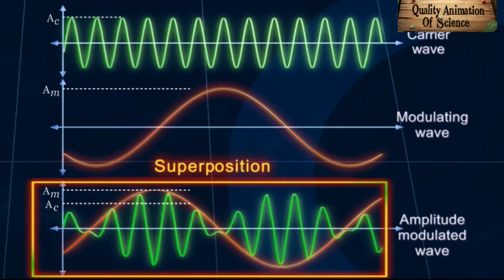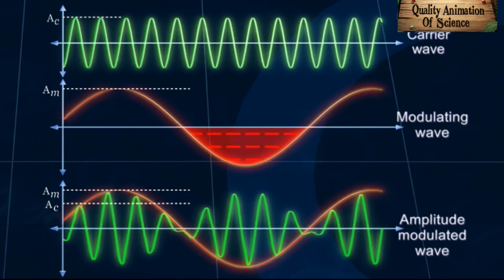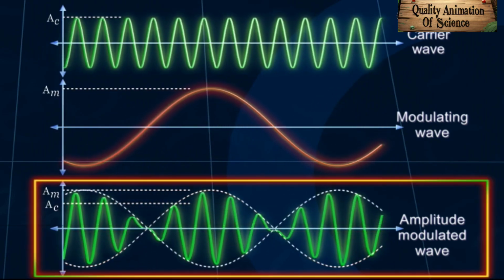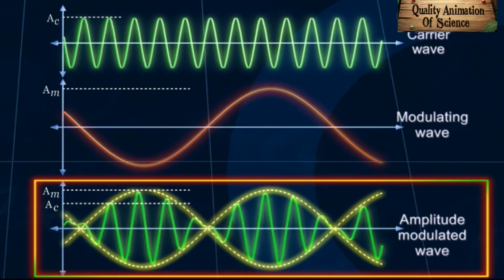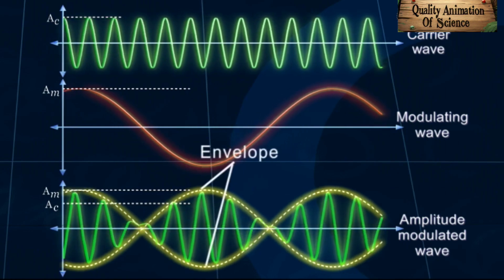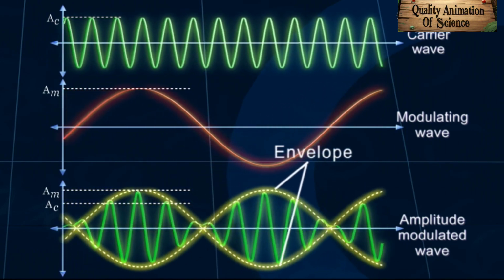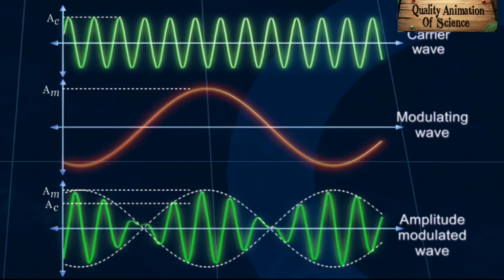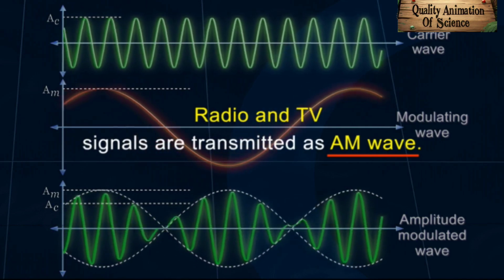The amplitude change occurs in both the positive half cycle as well as the negative half cycle of the modulating signal. Thus, it is the amplitude of the carrier wave which is modulated according to the signal, and hence it is called amplitude modulation. The envelope of the modulated wave is of the same shape as that of the modulating wave signal associated with the information. Radio and TV signals are transmitted as AM waves.